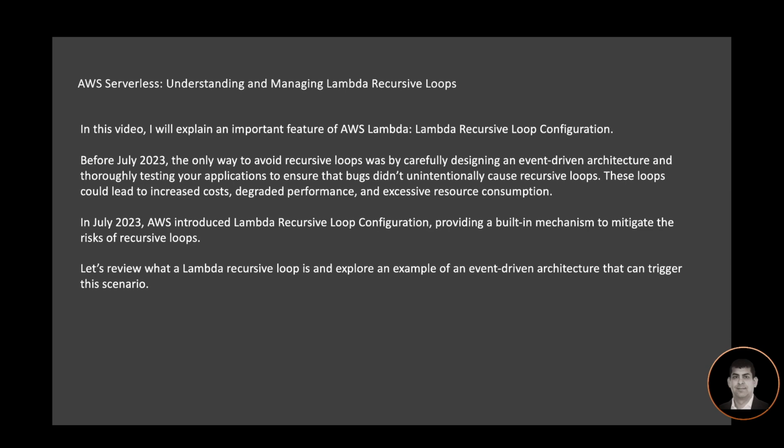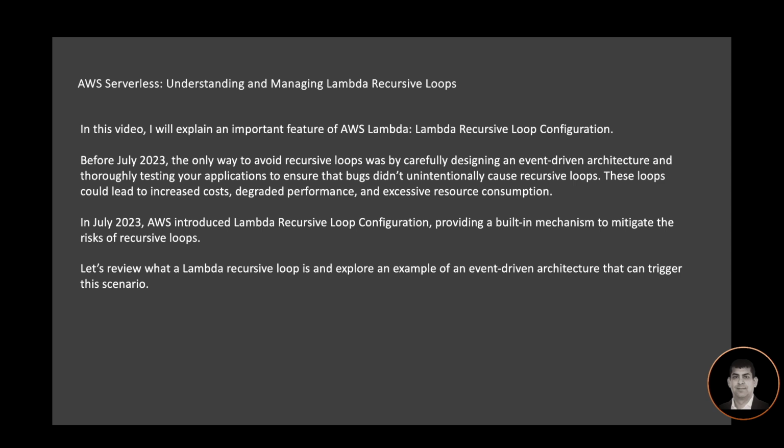In this video, I will explain an important feature of AWS Lambda, Lambda Recursive Loop Configuration. Before July 2023, the only way to avoid a recursive loop was carefully designing an event-driven architecture and thoroughly testing your applications to ensure that bugs didn't unintentionally cause recursive loops. These loops could lead to increased cost, degraded performance, and excessive resource consumption.